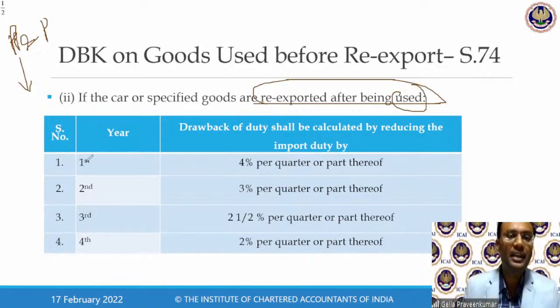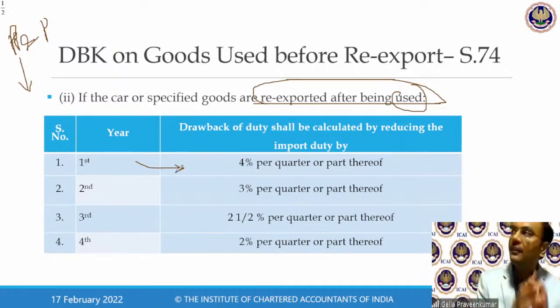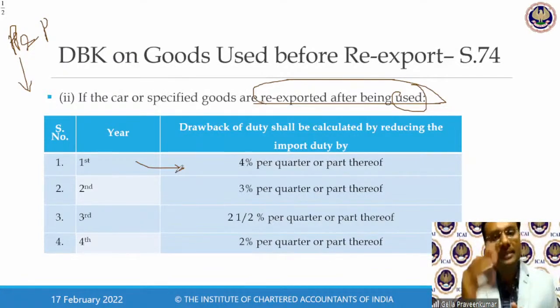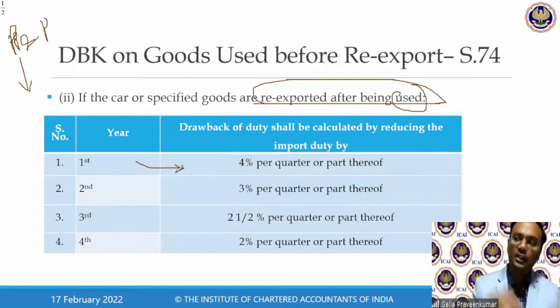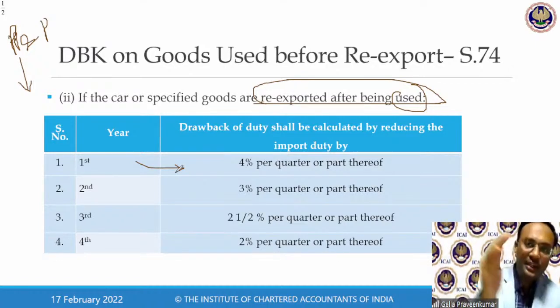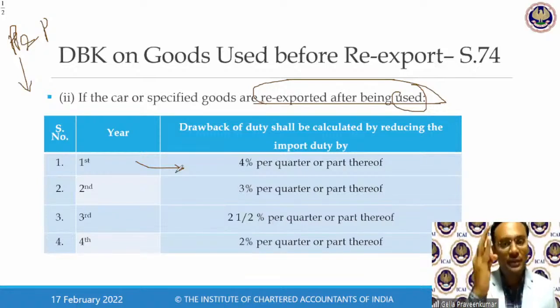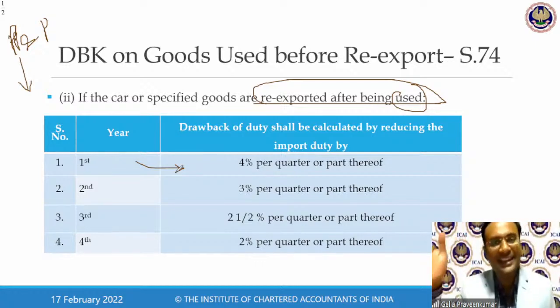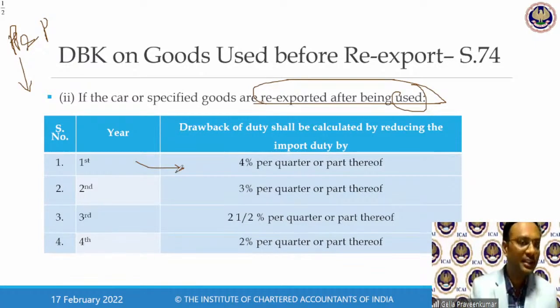If it is exported within the first year, then I apply depreciation of 4% per quarter or part thereof. So I have used this car for 7 months. So I have 2 quarters, 6 months, and 7 months happens to be the third quarter. So for part thereof, even the third month, I calculate 4%. They wanted to depreciate your duty by this much. Since I've used it for 3 quarters, 4 into 3, 12%. So from 98, straight away I'll reduce the 12%, and the balance 86% I will get as a duty drawback.